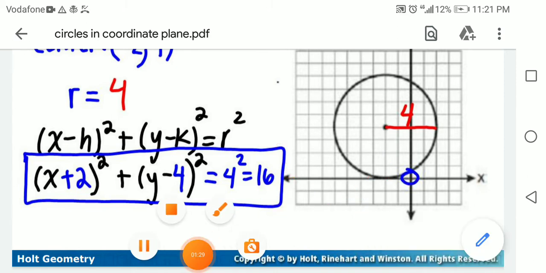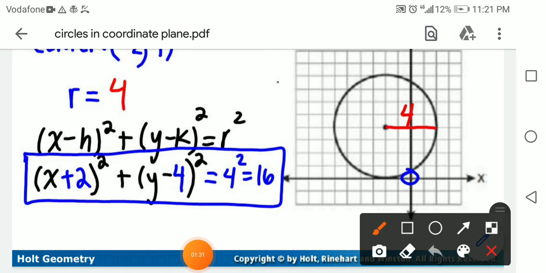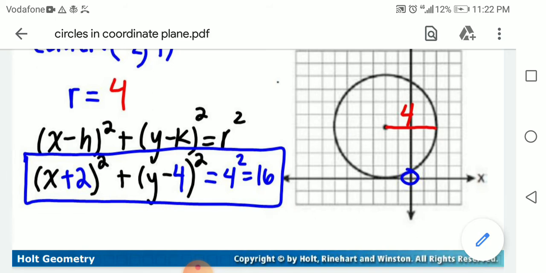What about the radius? The radius here is very easy. From the center of the circle to any point on the circle, that will be the radius. So 1, 2, 3, 4. You got 4 units to the right or to the left. It must be positive, so the radius here is positive 4.